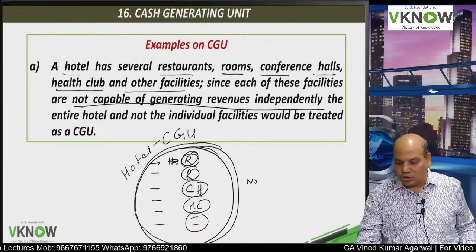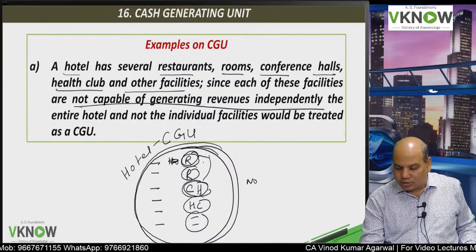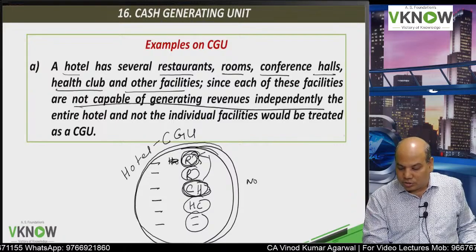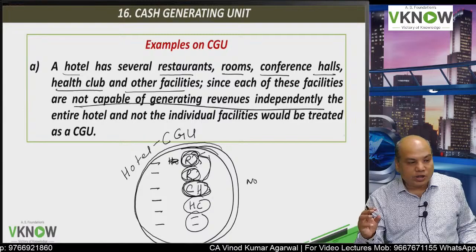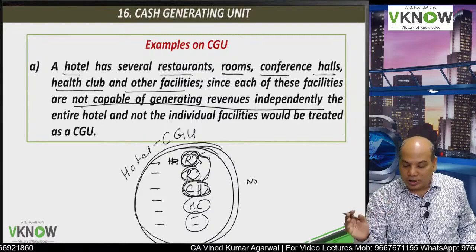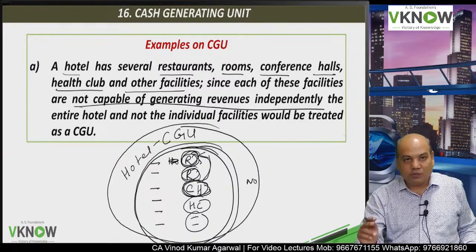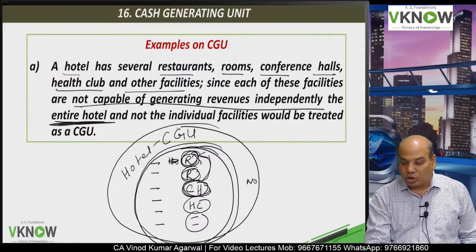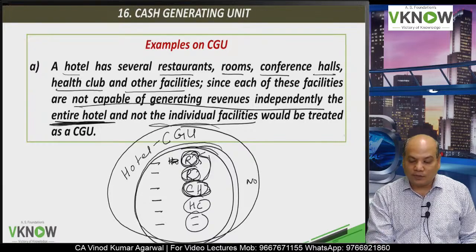A customer who comes to the hotel to attend the conference hall can enter the restaurant and enjoy its services. So the restaurant depends on the conference hall, or rooms depend on the conference hall. They are all generating cash flow together, not independent cash flow. If I have to apply this standard, I will apply it to the entire hotel and not the individual facilities. So the whole hotel will be tested for impairment.